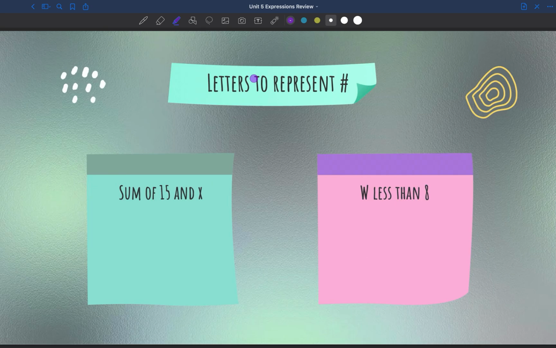Looking at letters to represent numbers first, we have the sum of 15 and x. Well, the word sum means to add, so we want to add 15 and x together, which you can write that way, or you can write it x plus 15.